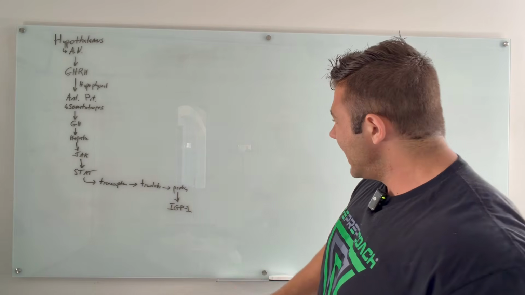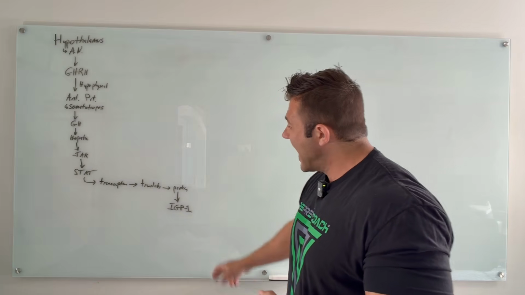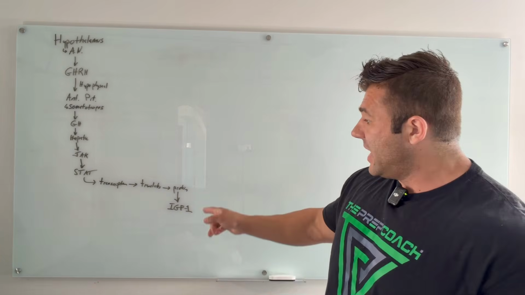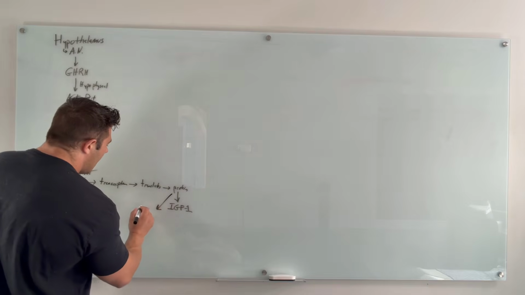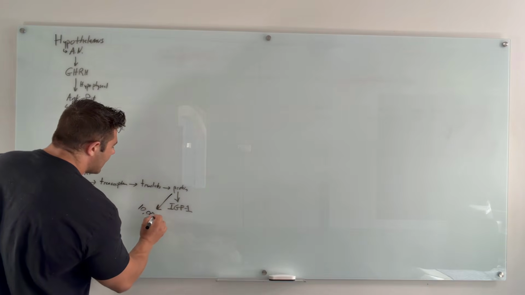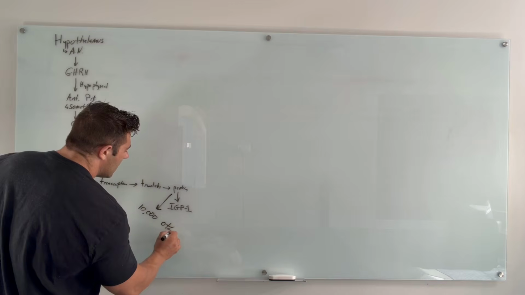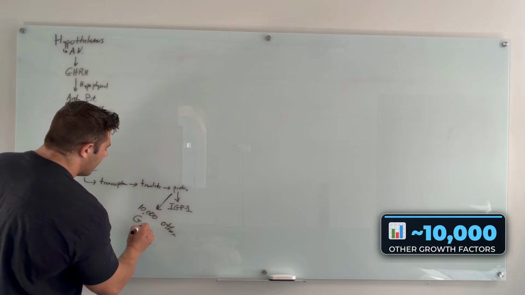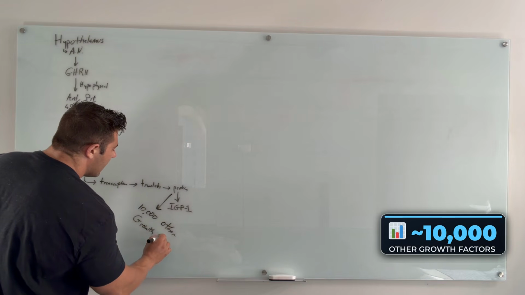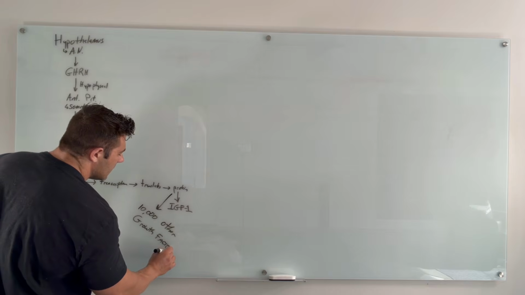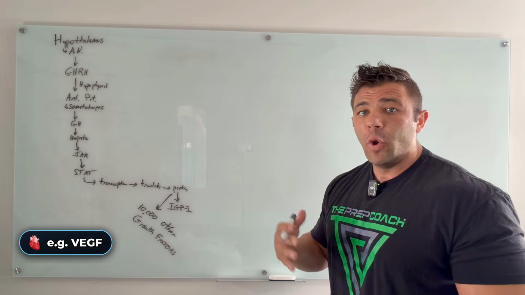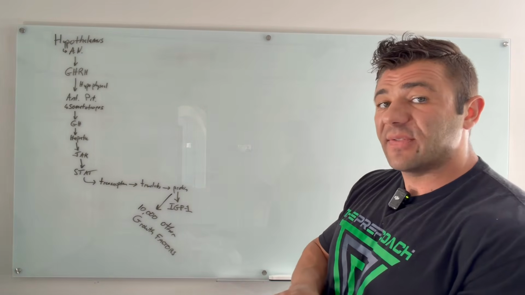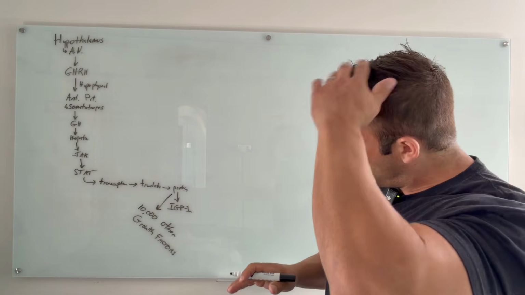The problem with this is the proteins that can be spit out here from the liver can be IGF-1, right? Or it could literally be about 10,000 other different types of growth factors. So right out of the gate, you can look at vascular endothelial growth factor. You can look at a growth factor in every different system in the body.